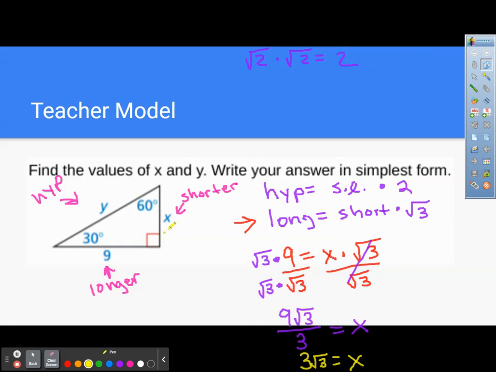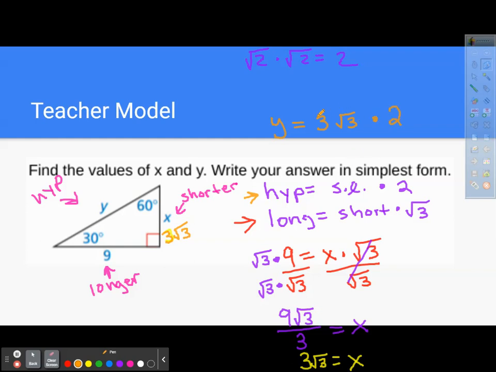So this shorter side is gonna be 3 square roots of 3. Let me get a different color. 3 square roots of 3 is the shorter side. That's x. Okay. Then it says your hypotenuse is your shorter leg times 2. So my hypotenuse is y, and my shorter leg is 3 square roots of 3. And I multiply that by 2.